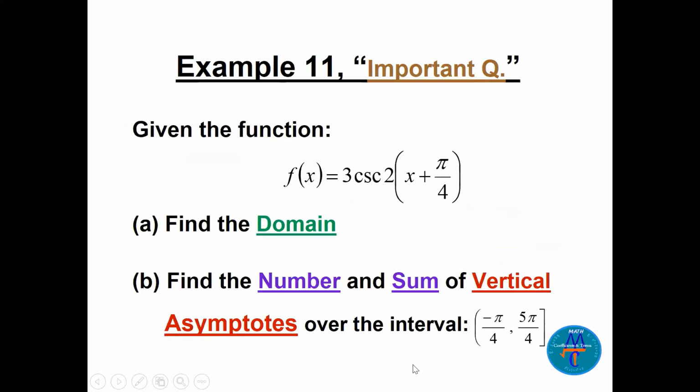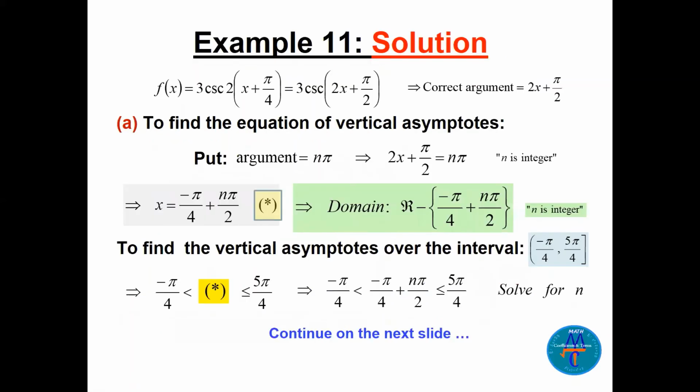Okay. Now let's see here. We have 3 cosecant of 2x plus pi over 2. Let's find the domain, and let's find the number and sum of the vertical asymptotes in the interval open minus pi over 4 to closed 5 pi over 4. Let's see the domain of the cosecant. So let's find the equation of the vertical asymptotes.